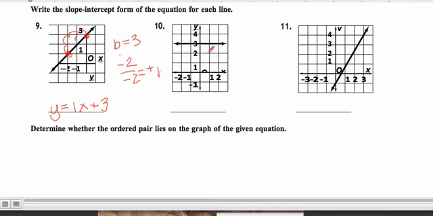Now on this problem, my y-intercept is right here at the 3, so b equals 3. But if you notice, this is a flat line, so I don't have vertical or horizontal change here. So my slope here is 0. So y equals 3.